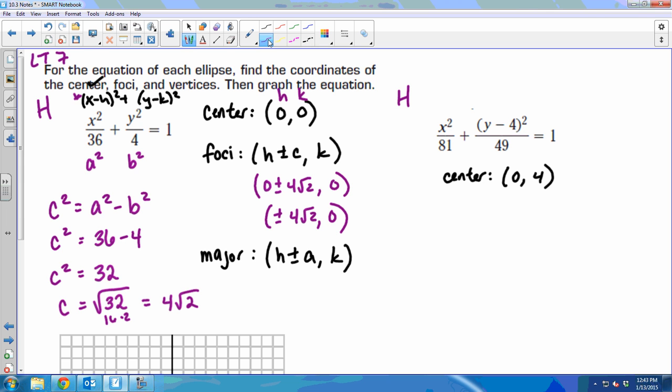We should know what A is. What is A? A is 6. A squared is 36, so A is 6. So I have 0 plus or minus 6, comma 0. So it's 2 different points.